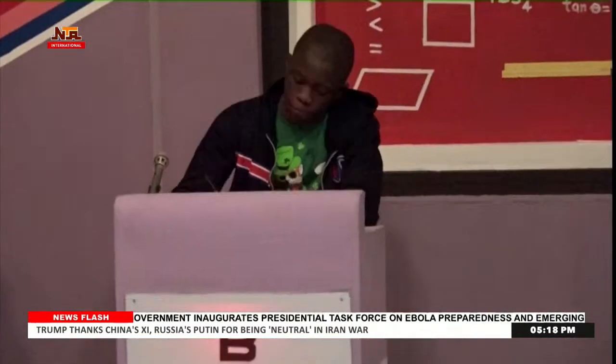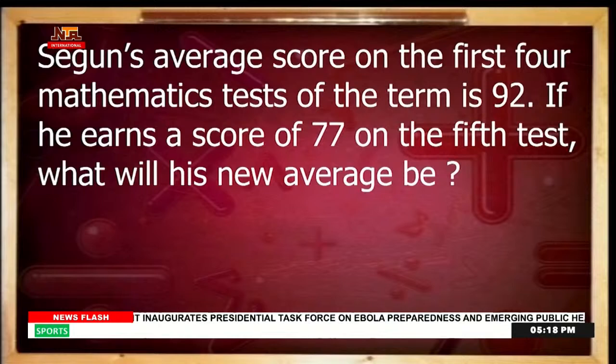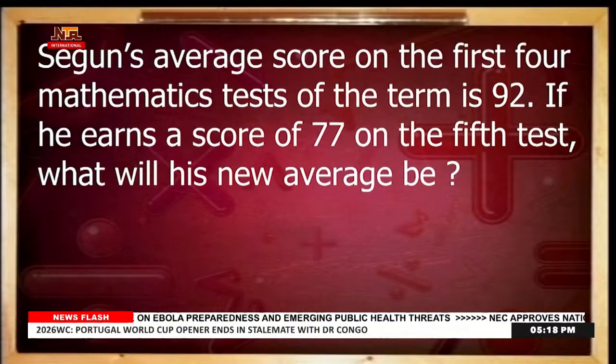Contestant B, your question. Question 4. Shego's average score on the first 4 mathematics tests of the term is 92. If he earns a score of 77 on the 5th test, what will his new average be?